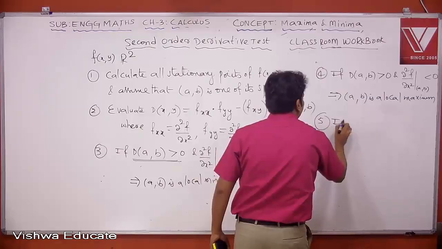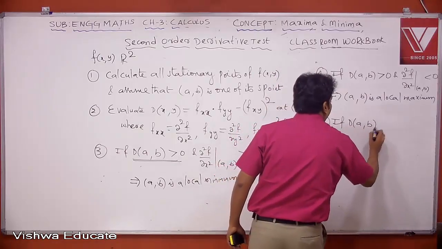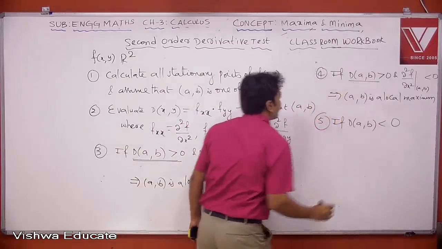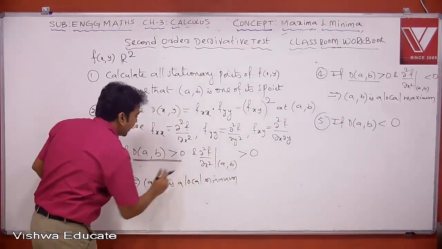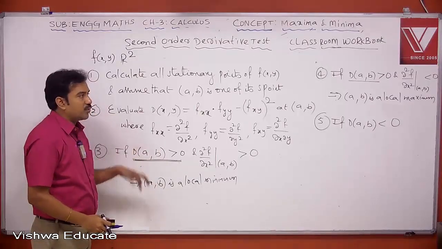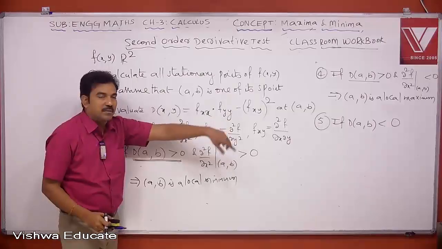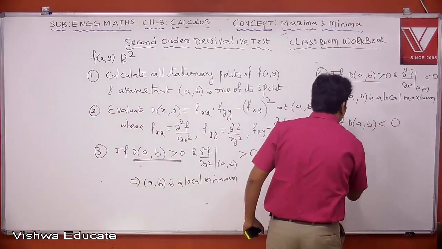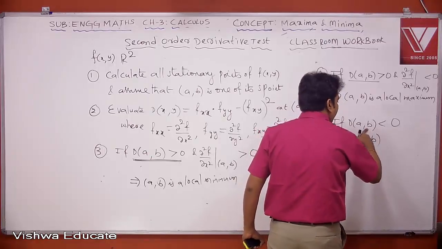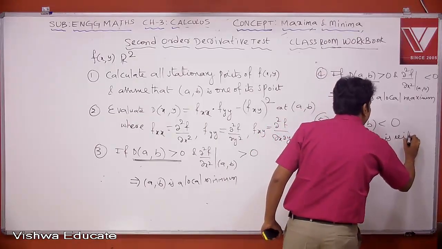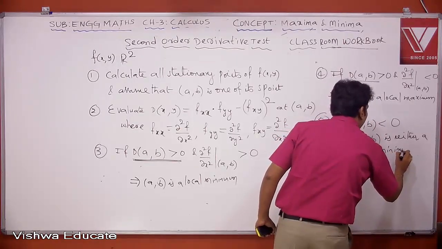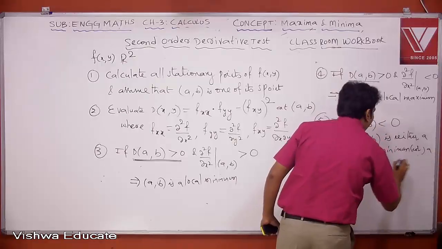Step 5. Suppose d of a comma b is less than 0. When you observe step 3 and step 4, d greater than 0 is the condition to get an extremum point. Whenever d is greater than 0, there is a chance to get a local maximum or local minimum. But if d is negative, this point is neither a local minimum nor a local maximum. So a comma b is neither a local minimum nor a local maximum.